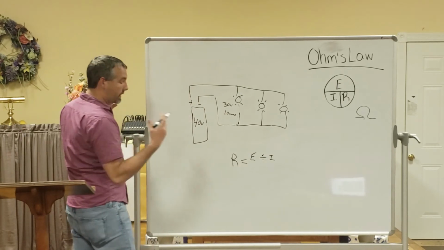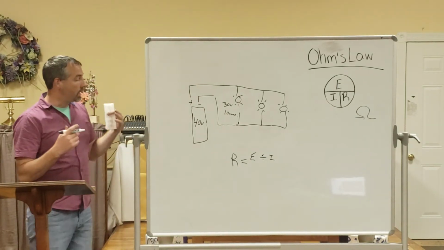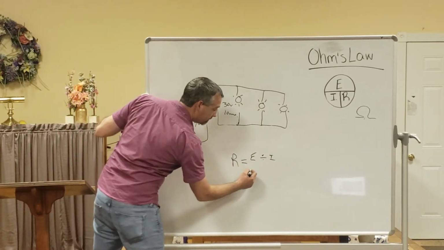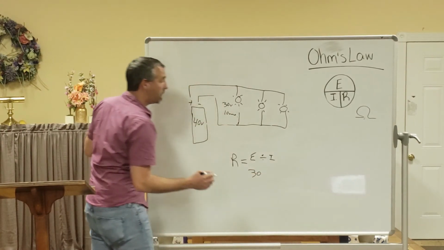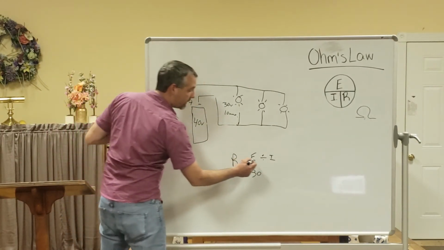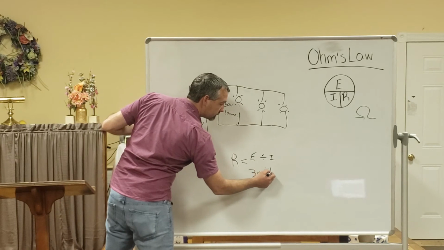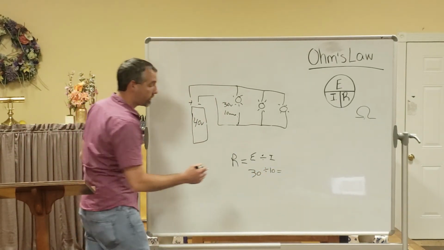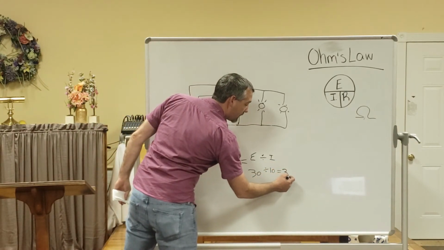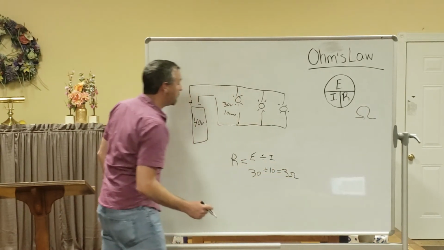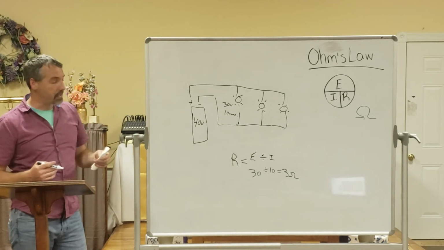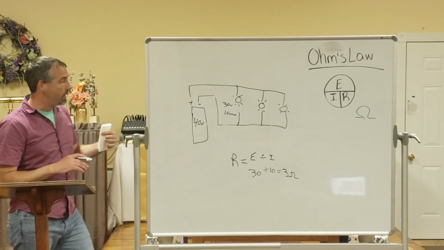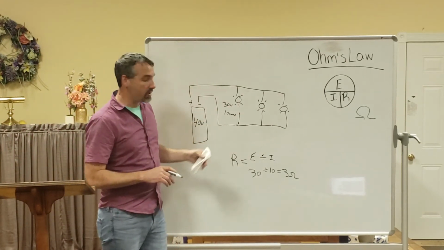All right, so in this case, our voltage is 30, and we have 30 divided by 10, and 30 divided by 10 is 3, and so we have 3 ohms. That's how we determine our ohms. That's how we determine it in this situation.